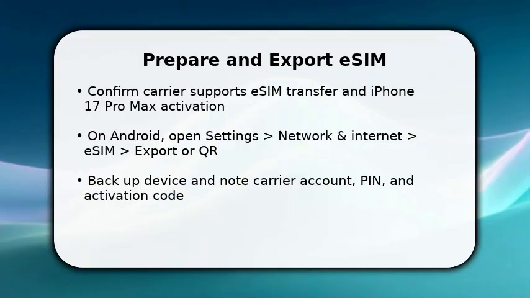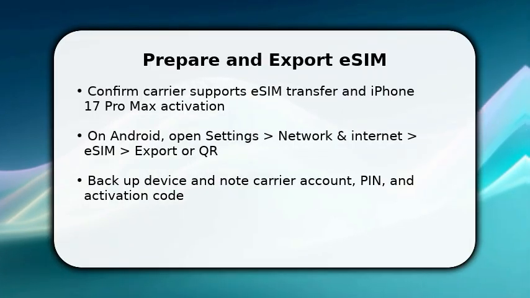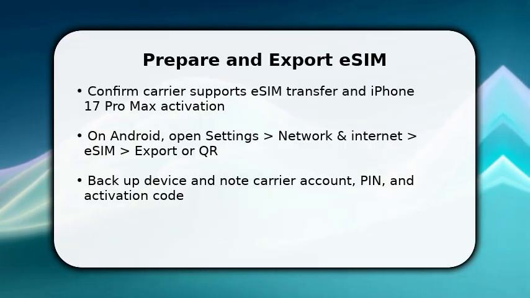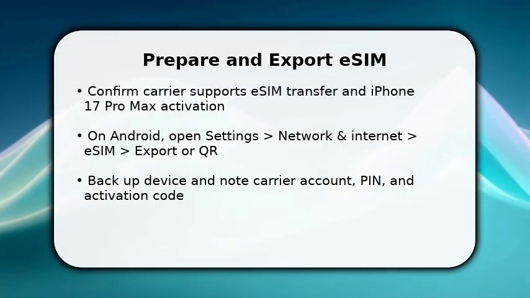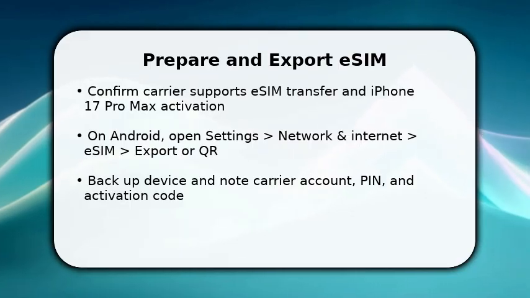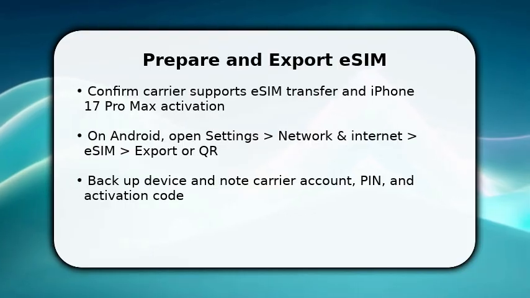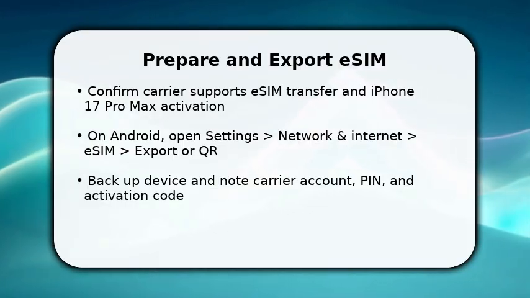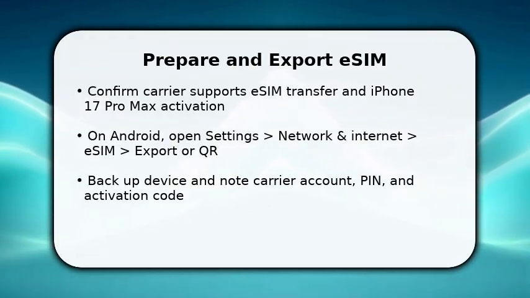You start by verifying carrier eSIM transfer and unlocking any device restrictions. Do it now. On Android, open Network and Internet, locate the eSIM profile and choose Export or Generate QR. This creates the data you'll import to the iPhone. Once done, record the carrier account, PIN, and activation code. Make sure you have a backup of your Android if the profile removes itself. Preparing these items prevents activation failures and speeds the import on the iPhone 17 Pro Max.